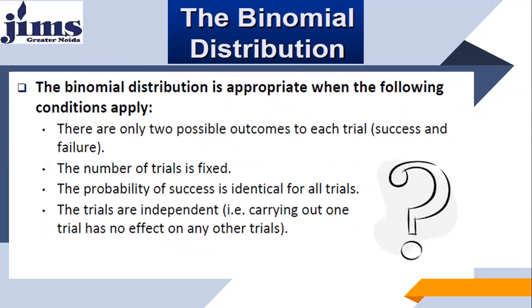So the binomial distribution is appropriate when the following conditions apply. Number one, there are only two possible outcomes to each trial, success and failure. Second, the number of trials is fixed. That's why this binomial distribution comes into the category of discrete distribution. Third, the probability of success is identical for all trials. And fourth, the trials are independent. That is, carrying out one trial has no effect on any other trial. So these 4 points are very important as far as binomial distribution is concerned, right?